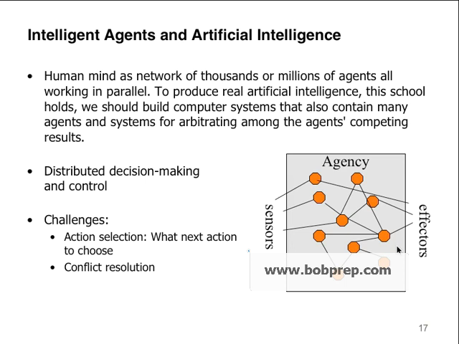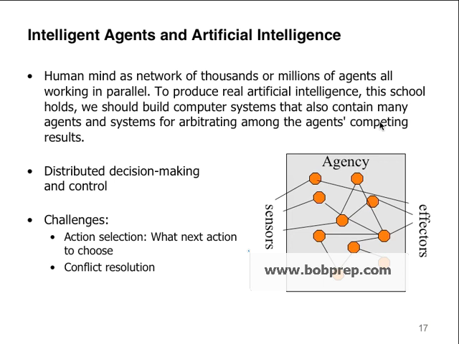So you can take a system and divide it out per agent and call them components, call them functions, call them behaviors, and then agent information is what you're designing. So an agent-based solution to an AI problem is the definition of the individual agents and then the controller that's making the agents all work together in terms of the concept. So to produce real-life artificial intelligence, the school holds that we build computer systems that can contain many different agents and systems for arbitrating among the agents competing against the results. So our agents have to work when they have to.